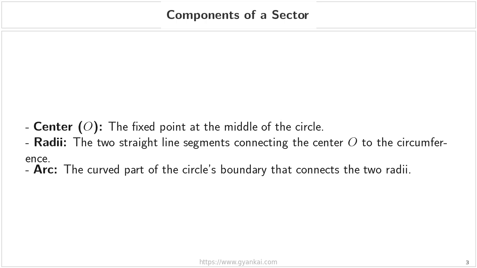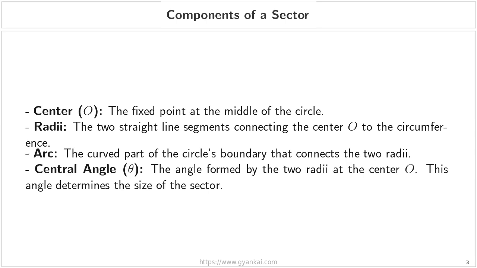Then we have the arc. If you look at the boundary of the circle, the arc is that specific curved part that connects the two endpoints of our radii. Finally, we have the central angle, which we represent using the Greek letter theta. This is the angle formed where the two radii meet at the center. It is very important to remember that the size of this angle, theta, is what actually determines how large or small our sector will be. This leads us directly into our next topic, where we will see how different angles create different types of sectors.